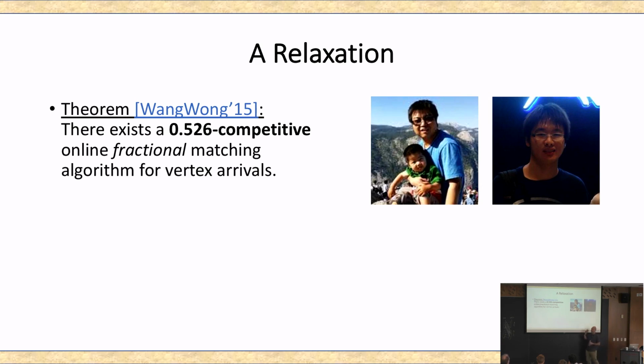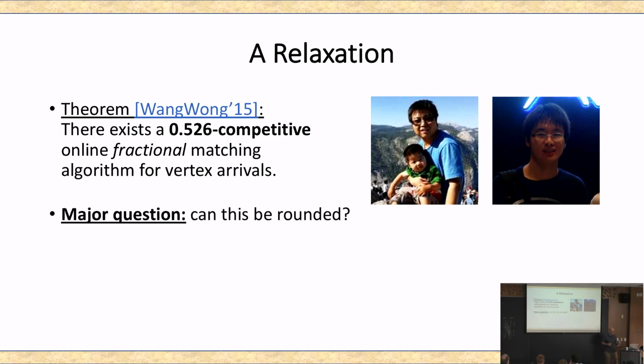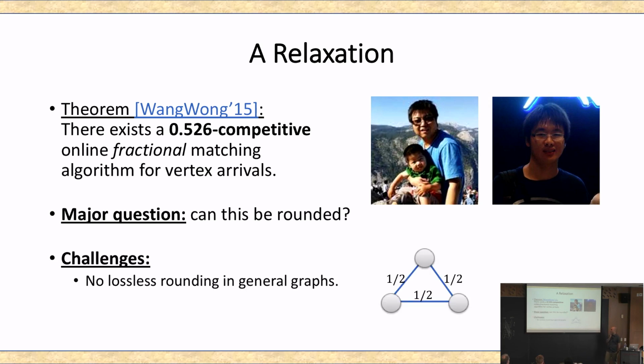So the natural question now is, can we round this in an online setting? Okay, that's a question. So what I'd like to do is, if I have a fractional matching algorithm which outputs a matching of fractional value k, so the sum of all the edges x_e is equal to k, I'd like a randomized algorithm whose expected matching size is k.